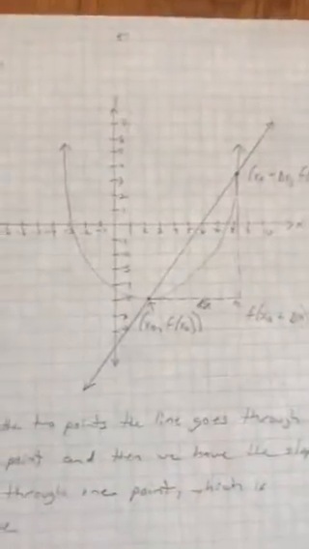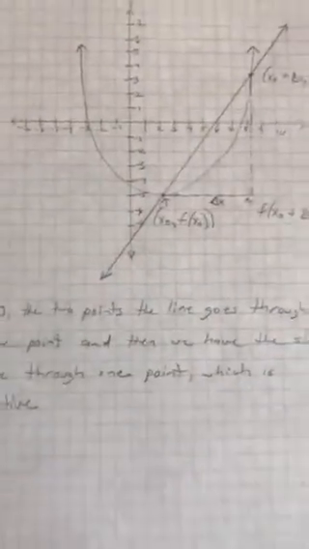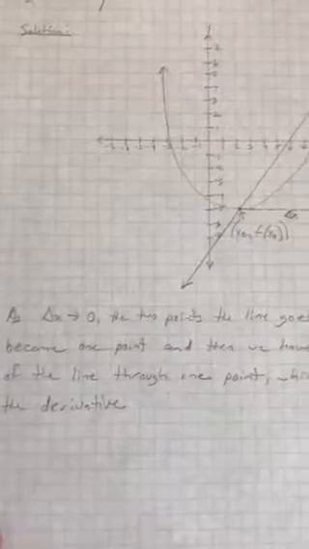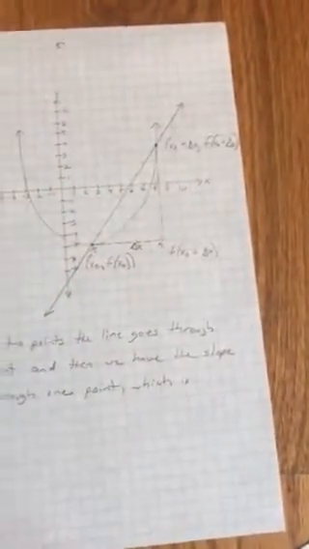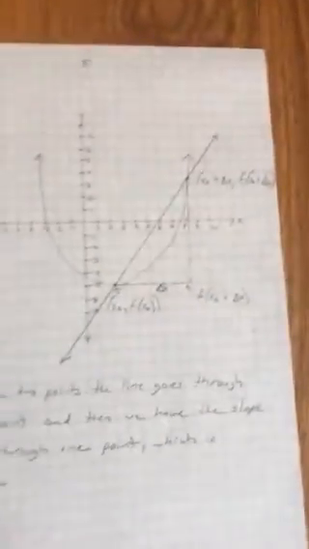And for part B, geometrically, I graphed it. You can see my points. And here, as delta x approaches 0, the 2 points on the line would actually become 1 point. And what is the derivative? It is the slope of the line at that 1 point, which is the derivative, and I detail it here for you.